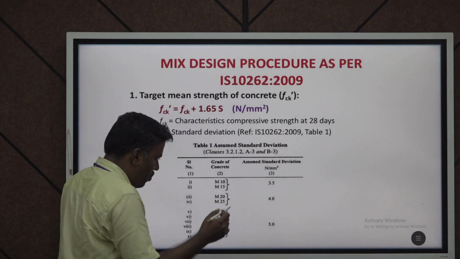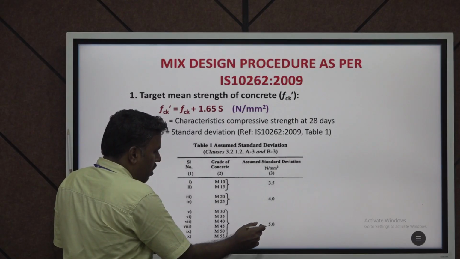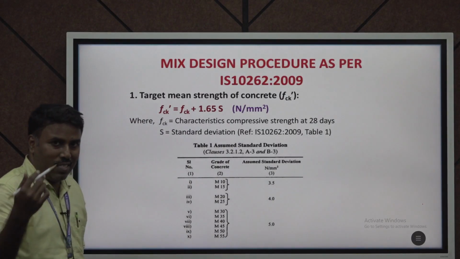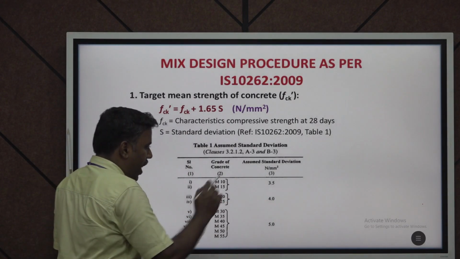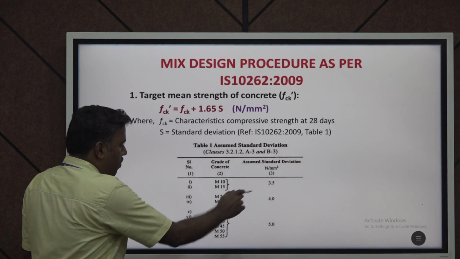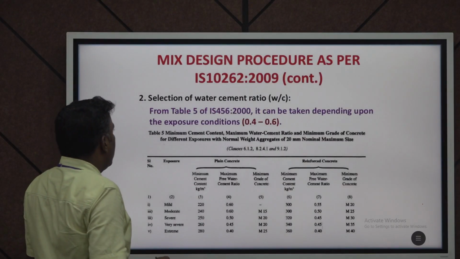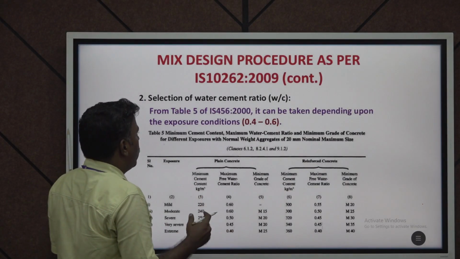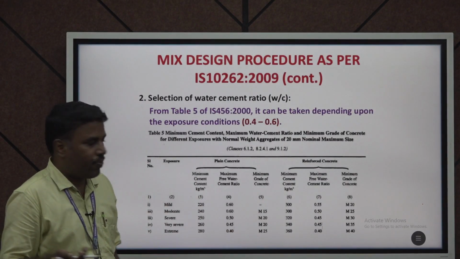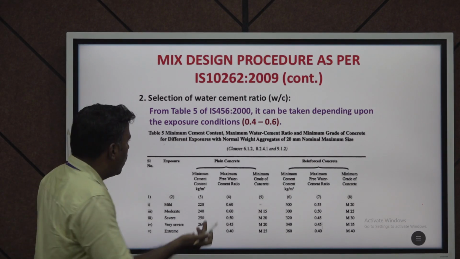If you want to design M30, the standard deviation is 5. If you want to design M25, the standard deviation is 4. So based on the grade, we have to choose the standard deviation. The second step is selection of water cement ratio, that is the ratio between water and cement.